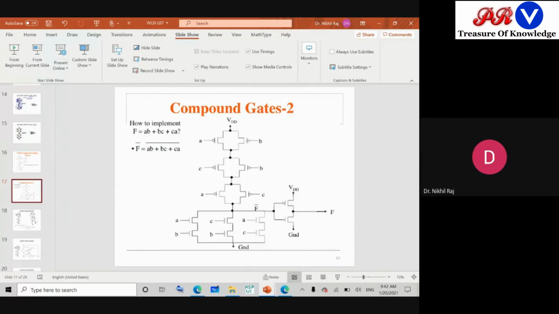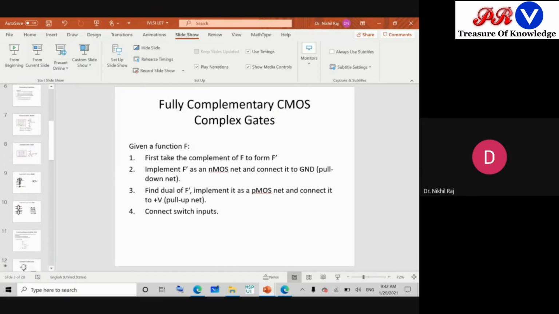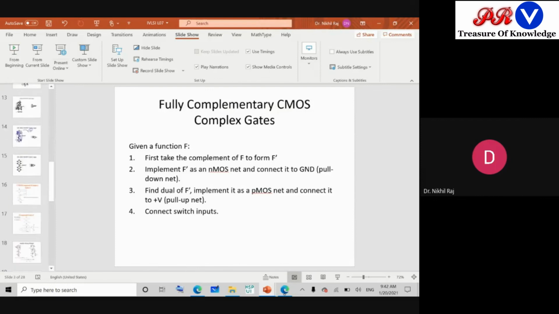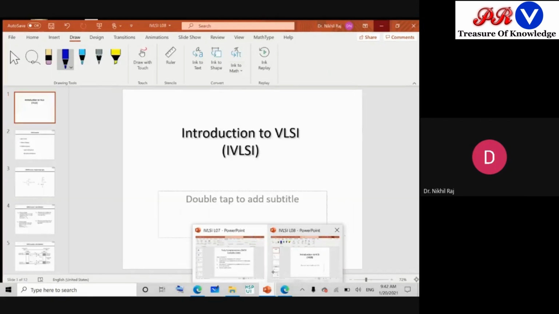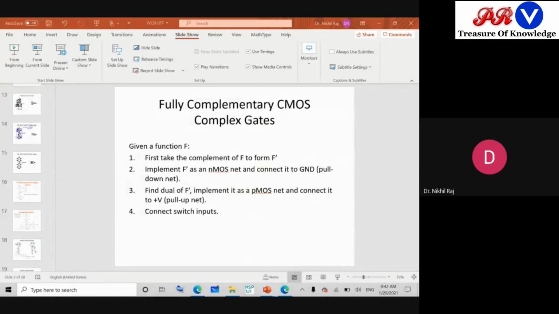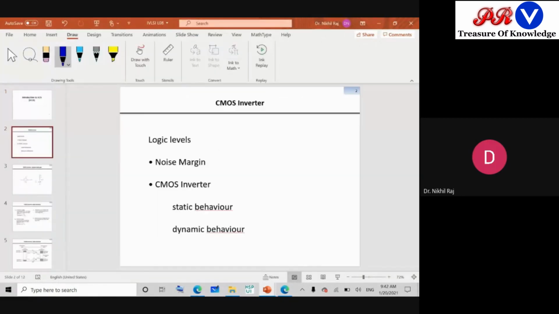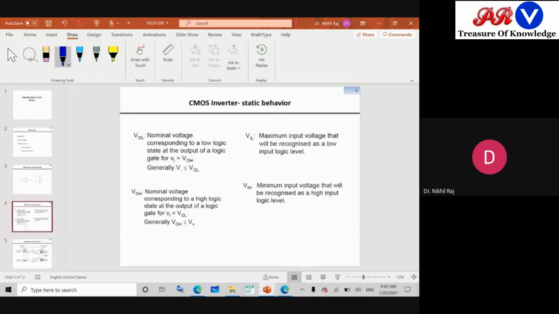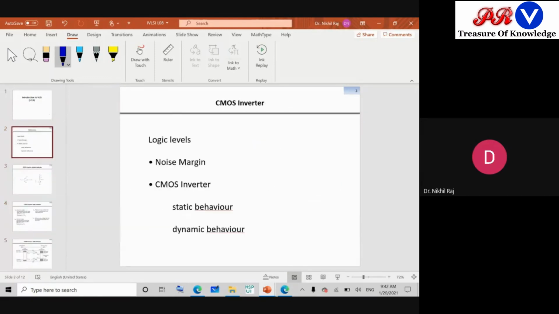And apart from that, we have seen the switching inverter. Let's go for a few topics. In your CMOS inverter, we will first be seeing the logic levels. Logic levels means zeros and ones. In zeros and ones, we get a weak zero and weak one, as all of you know.